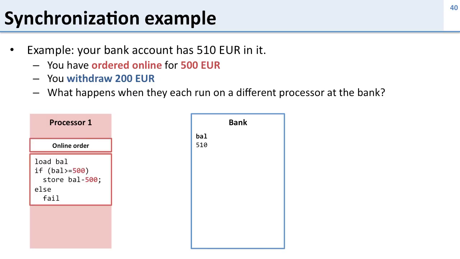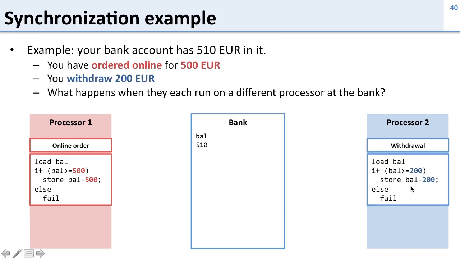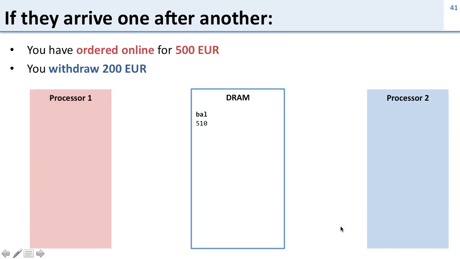We have one processor, and this processor is going to process your online order. It's going to load the balance from the bank, it's going to check if the balance is more than 500. If it is, it's going to subtract 500 and put the balance back. The second processor is going to handle the withdrawal. It's going to load the balance, see if the balance is more than 200. If it is, it's going to take away 200. Otherwise, it's going to fail. It's going to say you don't have enough money. So let's see what happens if they arrive one after another.